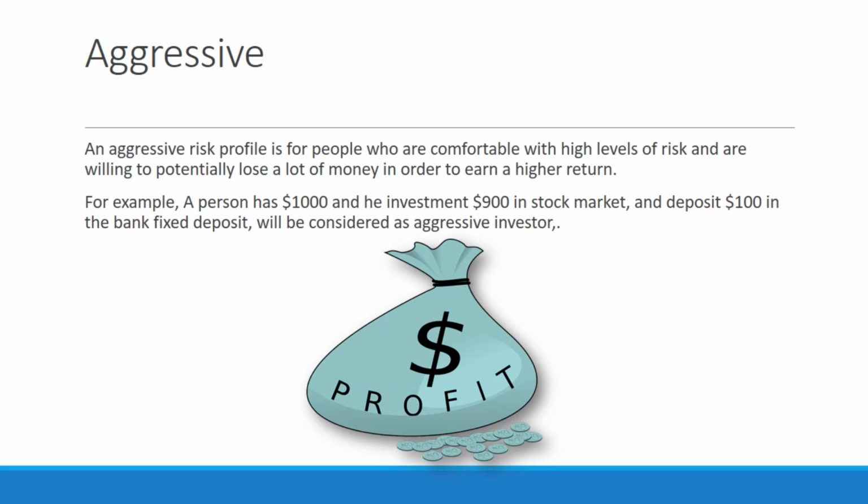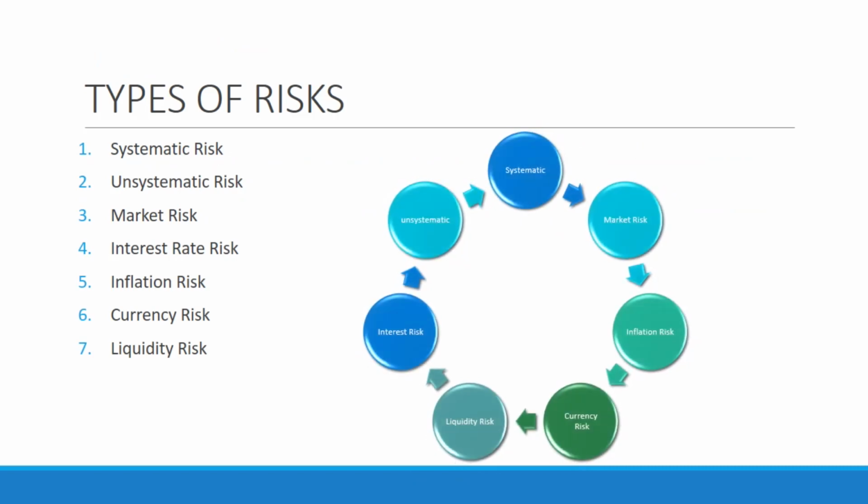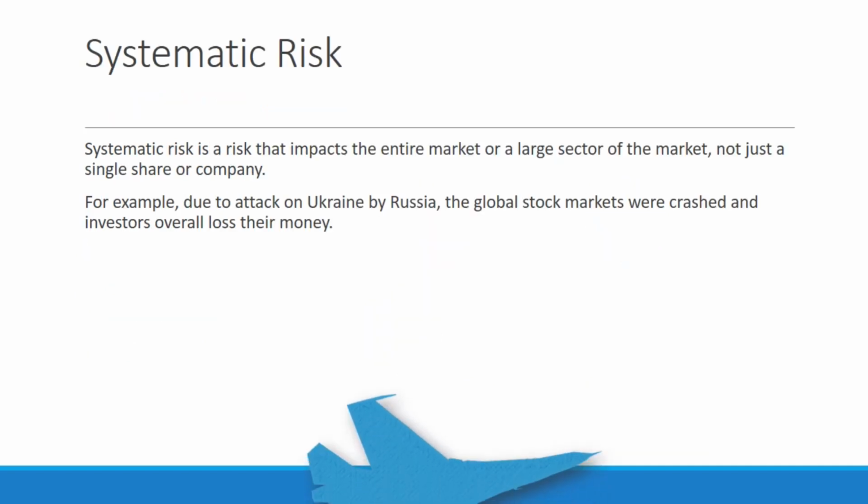So far, we have studied risk definition and risk profile. Now we will study types of risks. In this presentation, we will study different types of risk. There are many types of risk, but we will study the following important types: systematic risk, unsystematic risk, market risk, interest rate risk, inflation risk, currency risk, and in the last, liquidity risk.